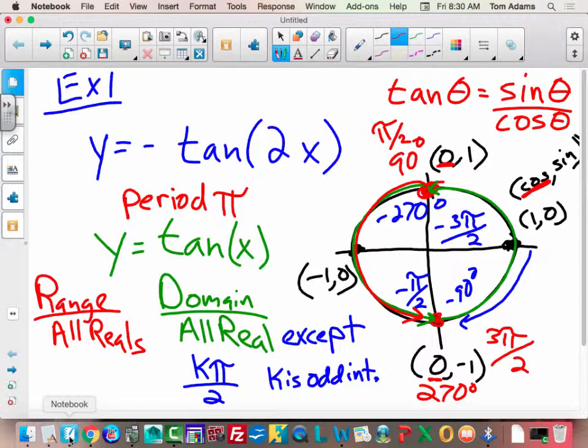What's the period of sine and cosine? 2 pi. But because we're taking sine and dividing it by cosine, we end up with this behavior that repeats itself every pi. So the period will be pi. Okay? Any questions on that? No. Okay, that's all I have for example number 1.